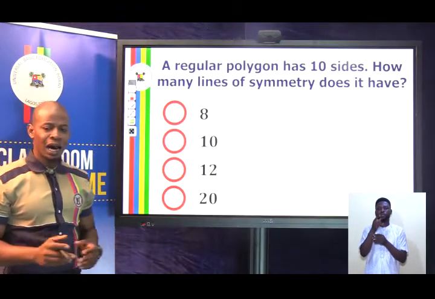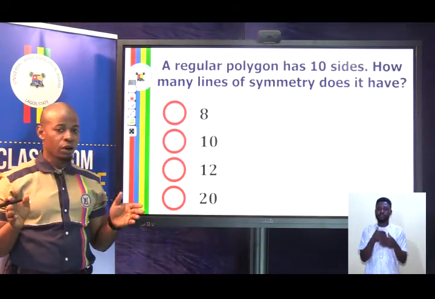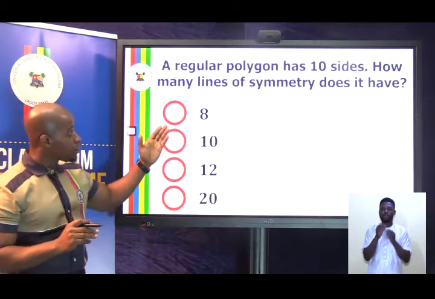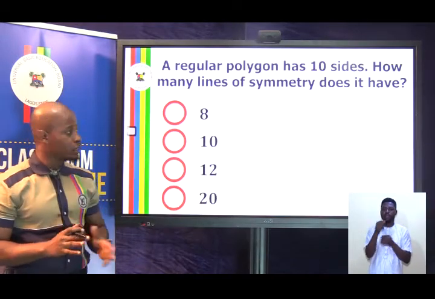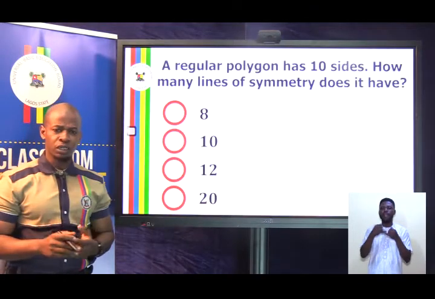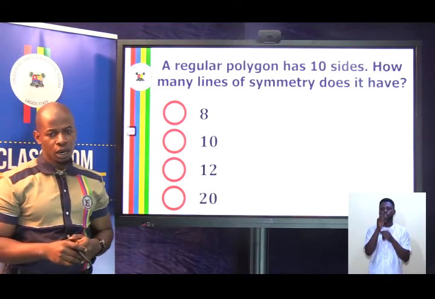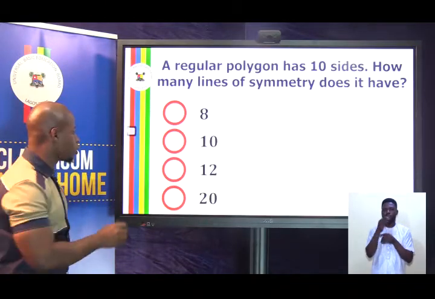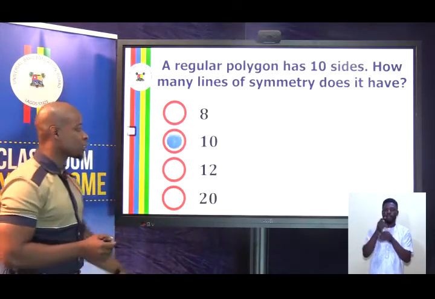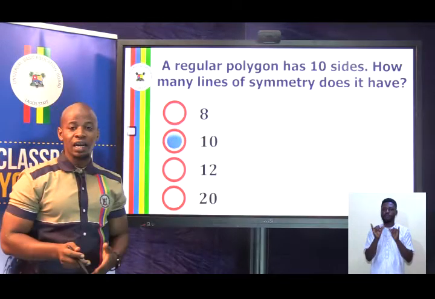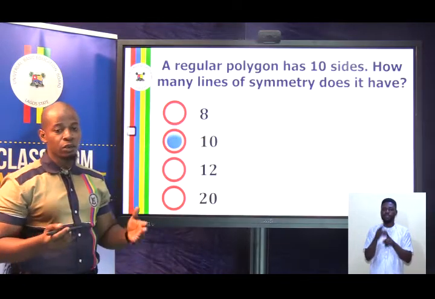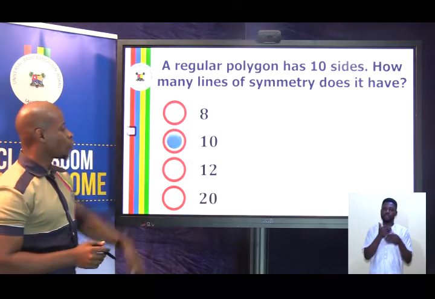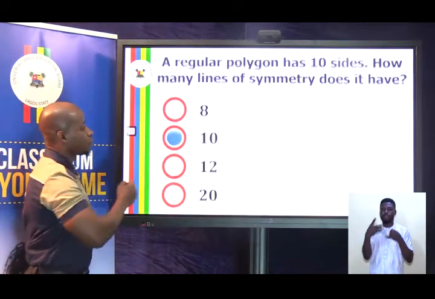A regular polygon has 10 sides. Don't forget that a regular polygon is one that all the sides and all the angles are equal. Now, a regular polygon has 10 sides. How many lines of symmetry will this polygon have? You should know the answer already. There is no calculation involved, because one of the things that we learned in the previous lesson is that the number of sides for a regular polygon is the same as the number of lines of symmetry. So in this case, 10 sides equal 10 lines of symmetry.